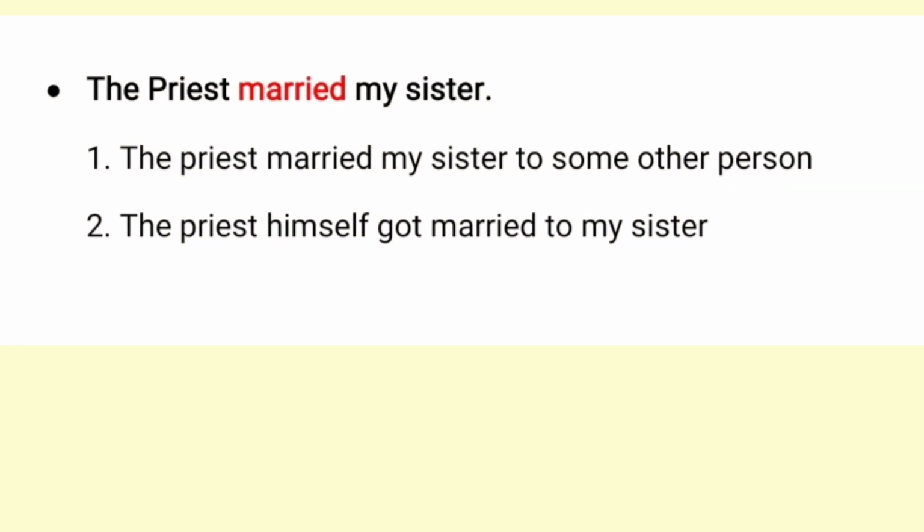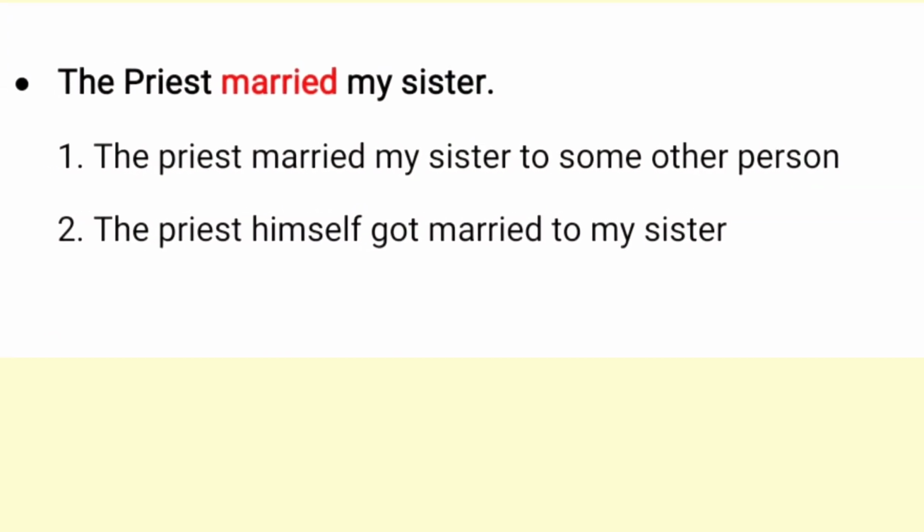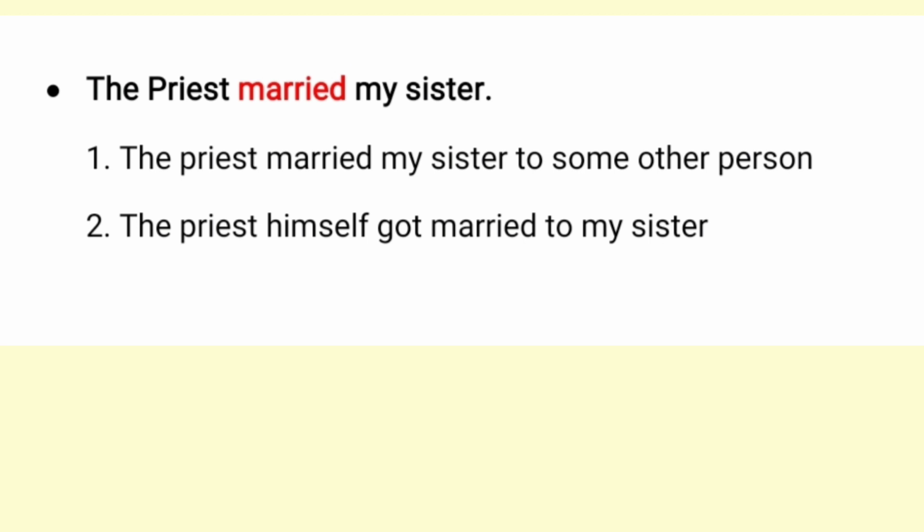Here is another example. The priest married my sister. The priest married my sister means the priest married my sister to some other person. The priest performed the marriage ceremony. But it also means that the priest himself got married to my sister. So these are the possible meanings of this sentence.